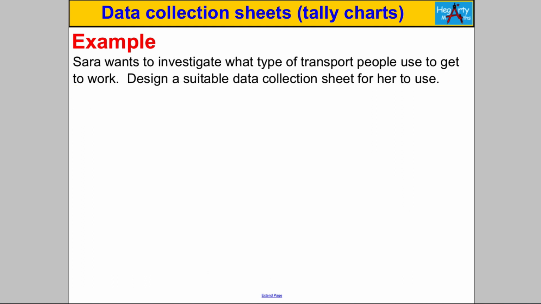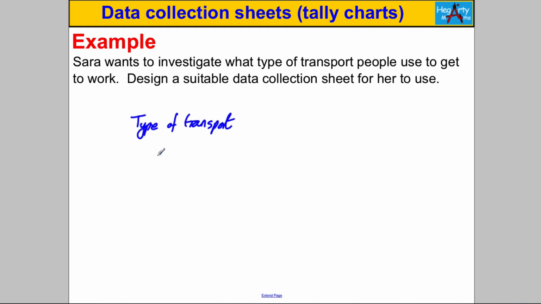Have a go. So Sarah wants to investigate what type of transport people use to get to work. Design a suitable data collection sheet for her to use. So you're often asked to design these. What you do is you design a tally chart. You include as many options as you can think of, and then you tend to put other when you've done a few. So what you would do is you would say type of transport.